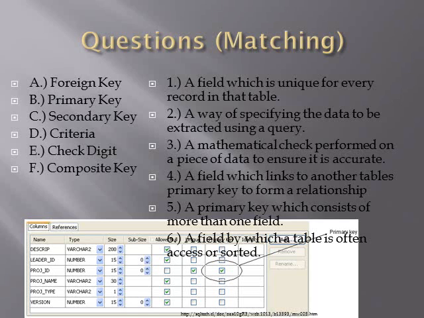And so the terms on the left need to be matched with their appropriate definition on the right, so you can take time and just match the letters and numbers together, and then see how you did later on.